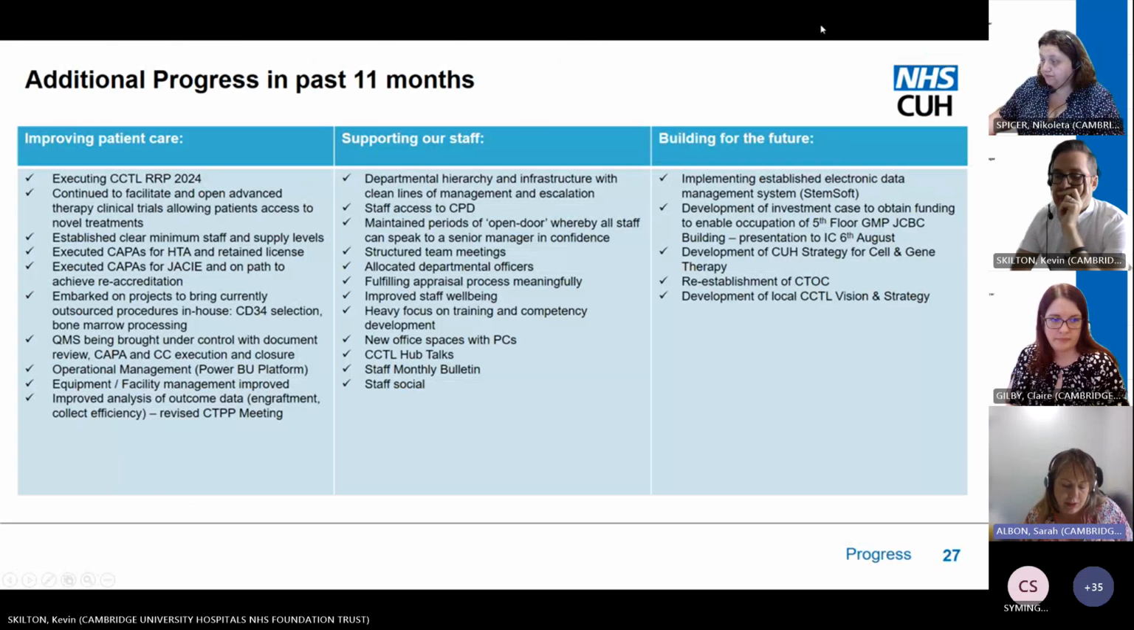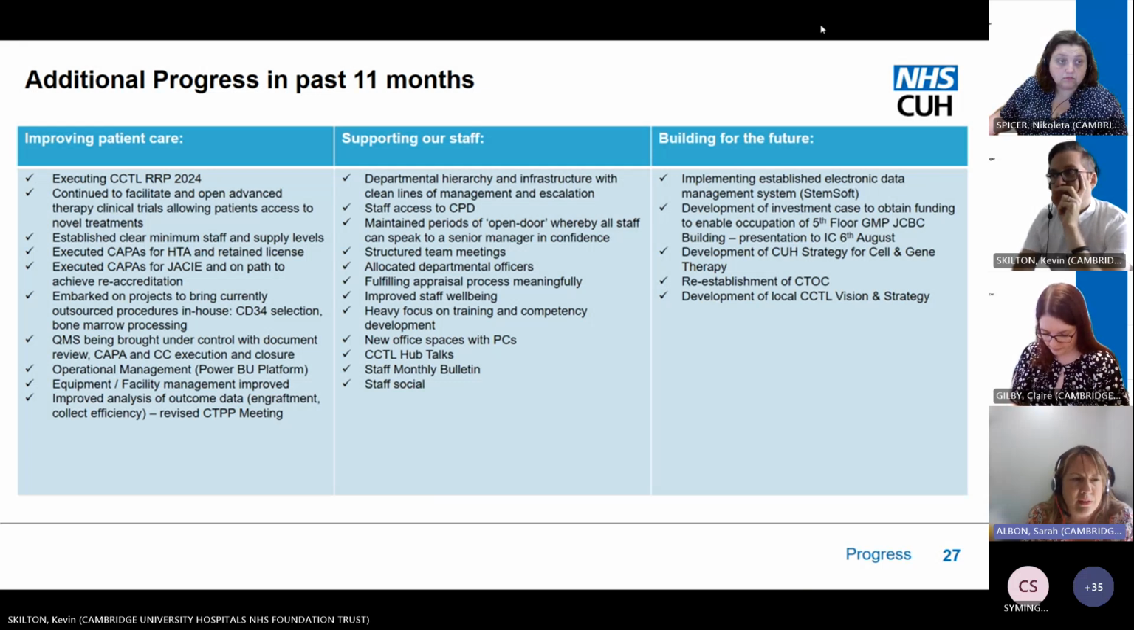This next slide just depicts some of the extra things that we've managed to achieve really in the past 11 months alongside the repatriation. So these things weren't denoted in the recovery plan per se, but they are all areas that have had a lot of focus to improve patient care, supporting our staff and building for the future.